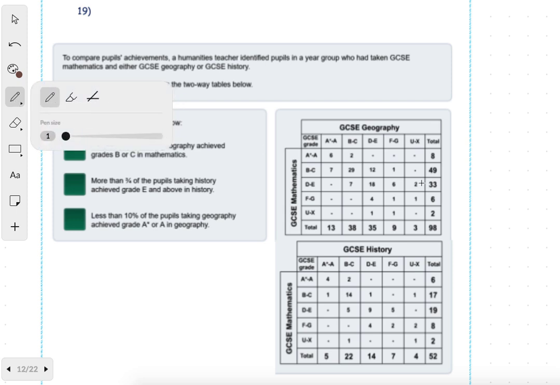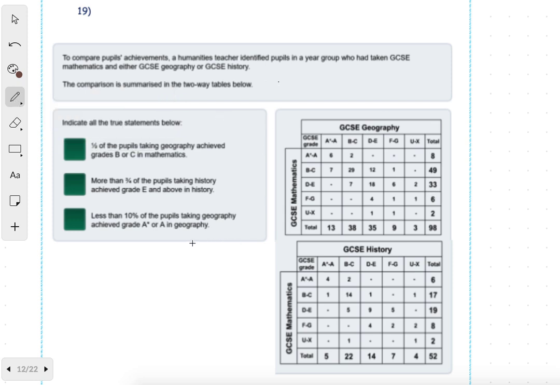So question 19, two-way tables. I don't really see any particular common mistakes with this, other than some people just aren't very good at two-way tables and they need to put some work in to learn those. But quick tip, the most important numbers, a little bit like the pie chart earlier on, you really need to know the total number of pupils. So when you look at geography, you've got a total of 98. 98 will go on the bottom of your fraction. In the history two-way table, you're going to have 52 on the bottom of your fraction.